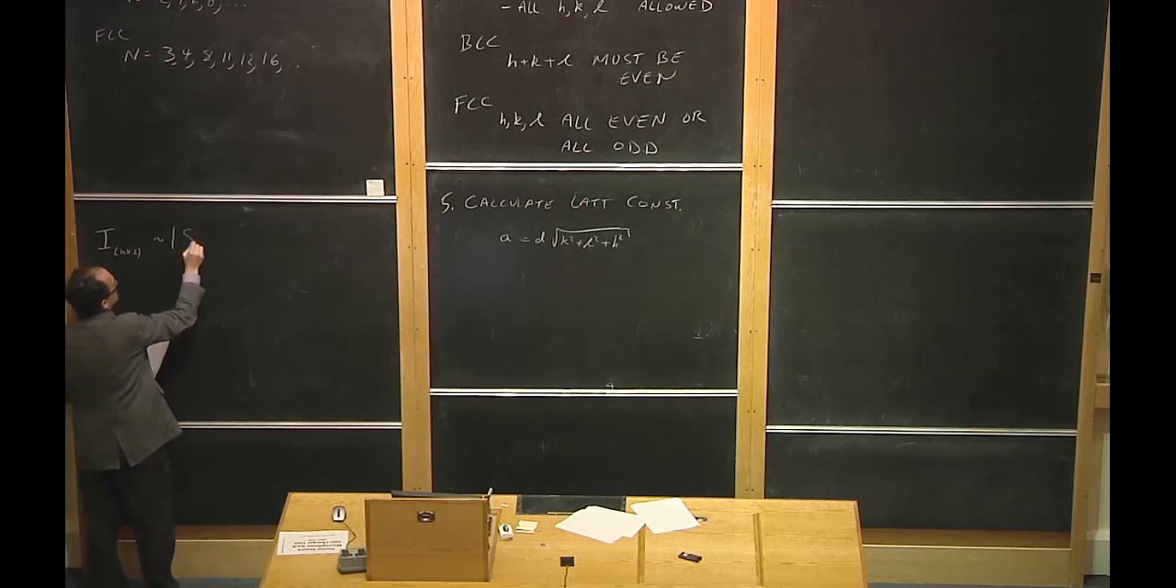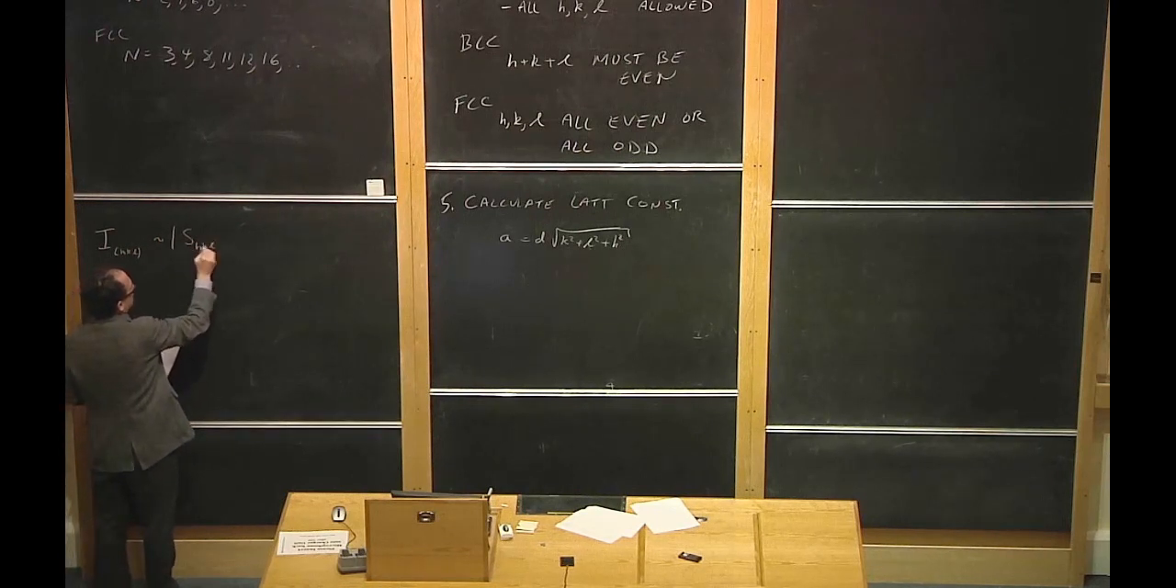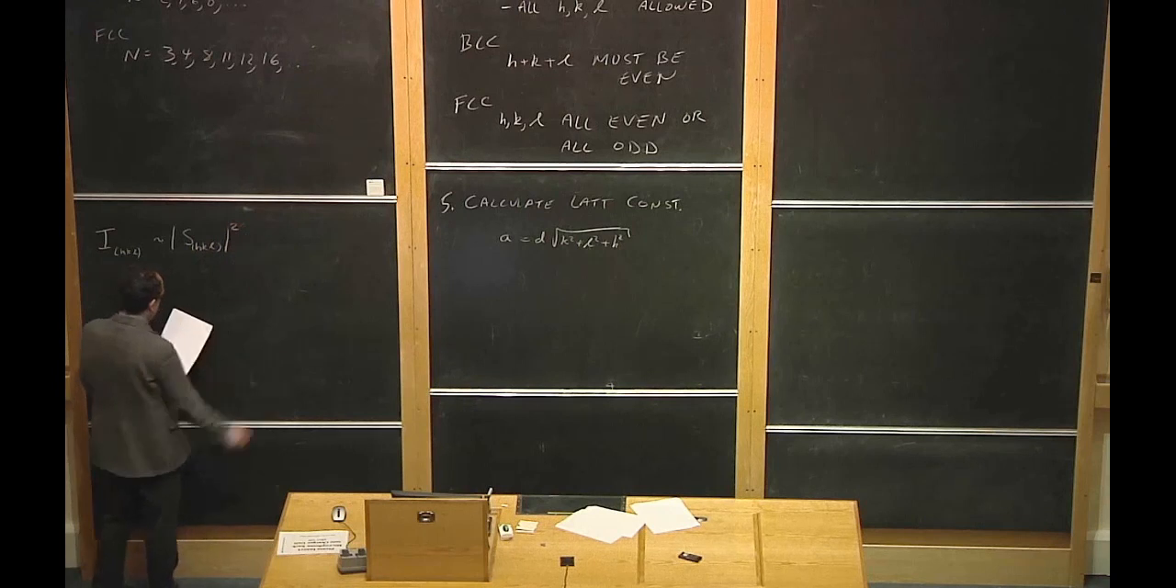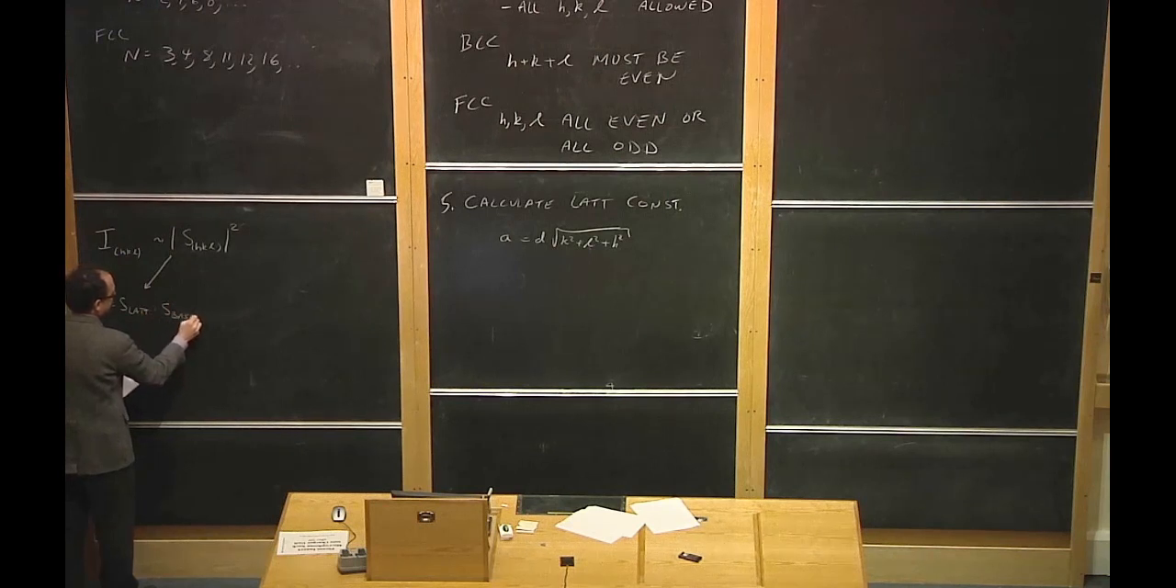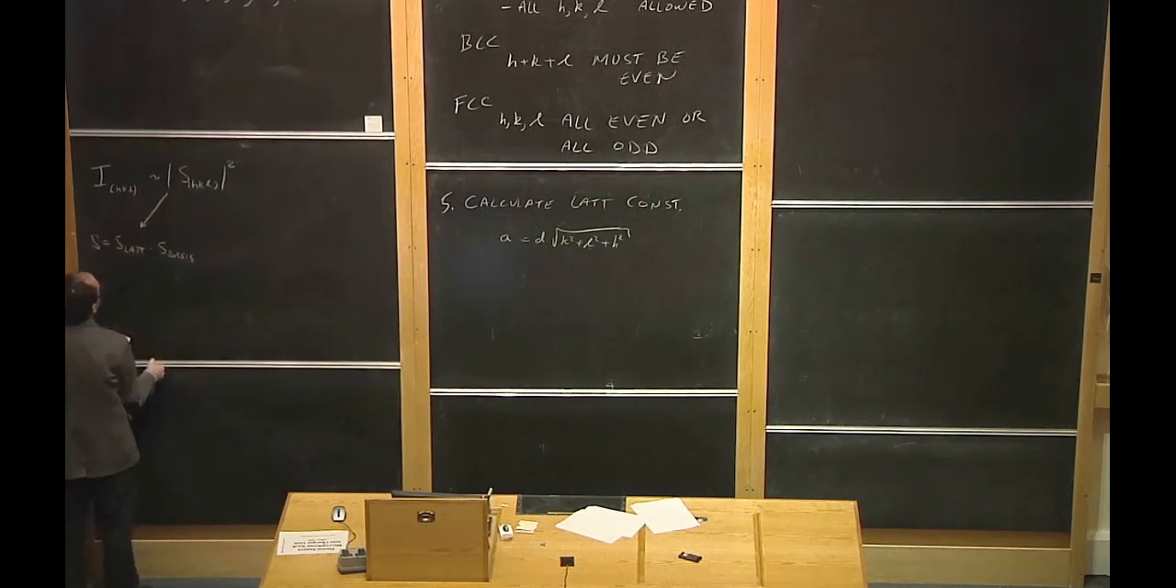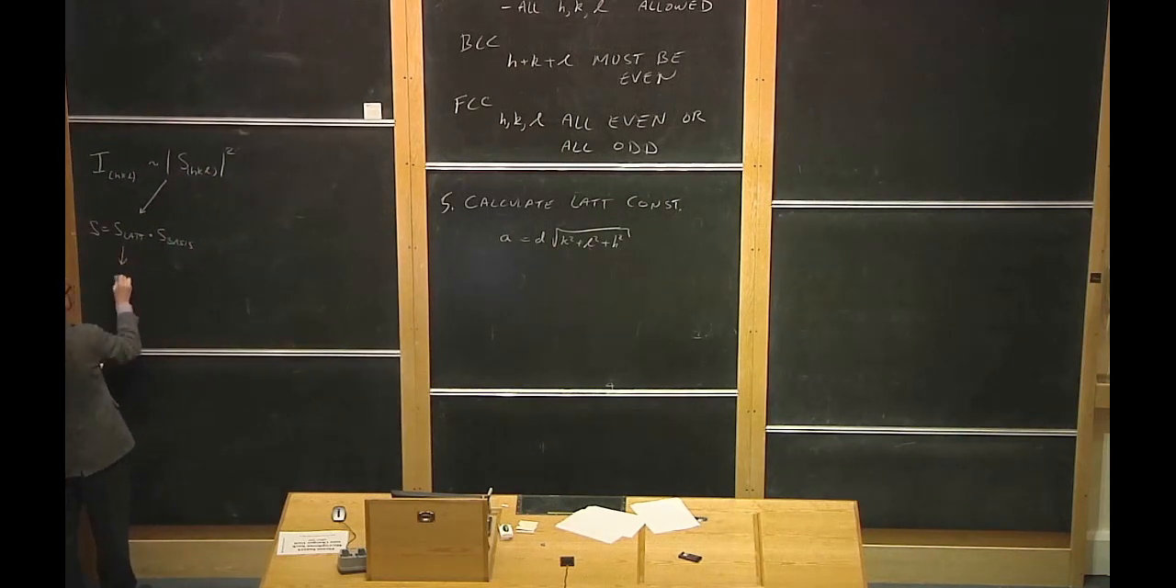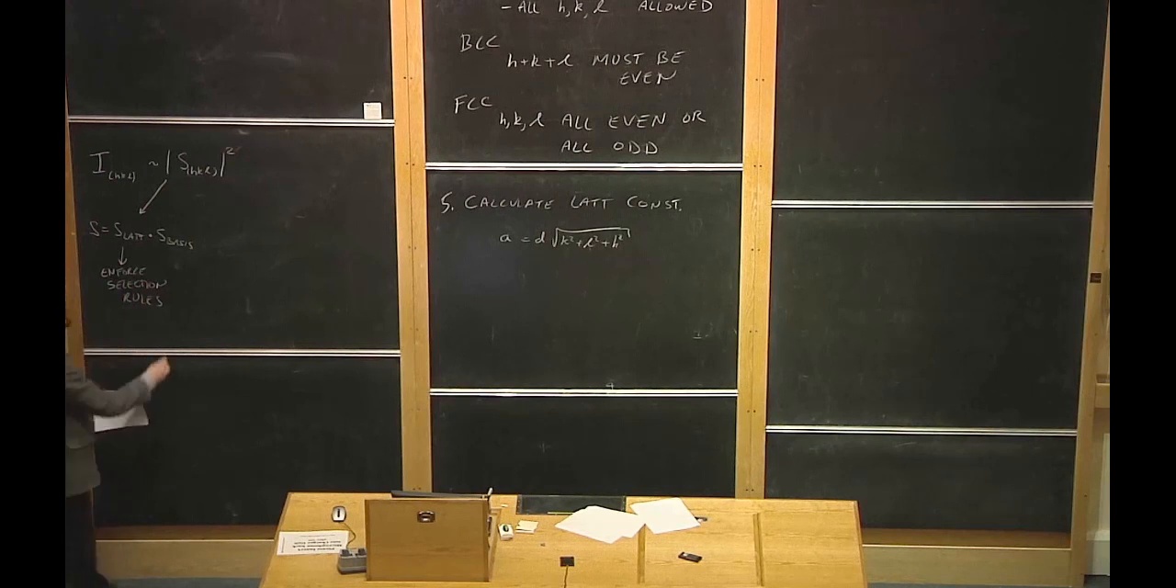Well, first of all, there's the structure factor, S of H, K, and L, which gets squared. Let's even write it out. The structure factor, remember, is S equals S lattice times S basis. And S lattice does nothing more than enforce selection rules. So we've done that, so that's not going to be interesting for us.